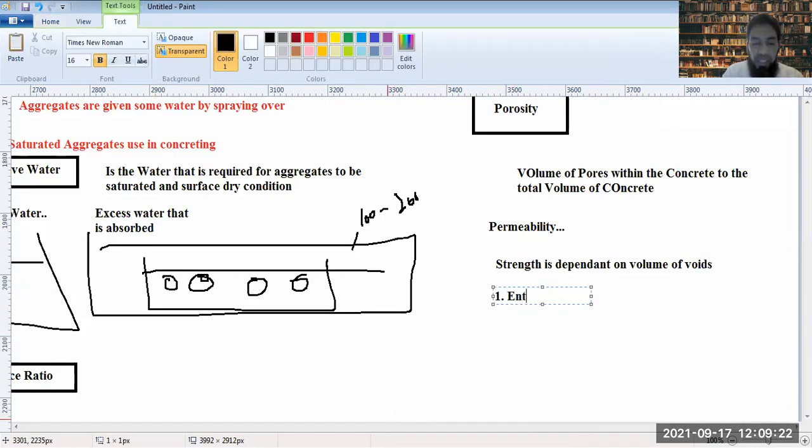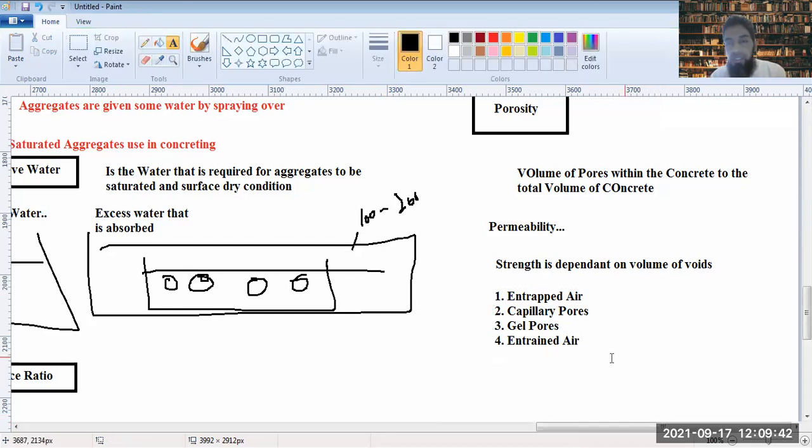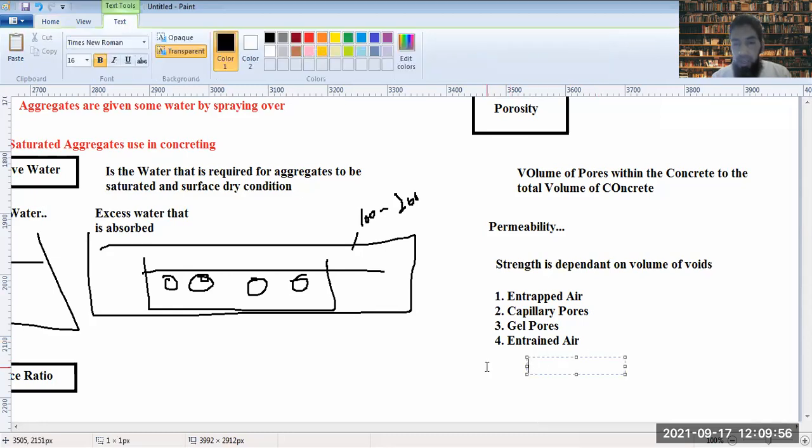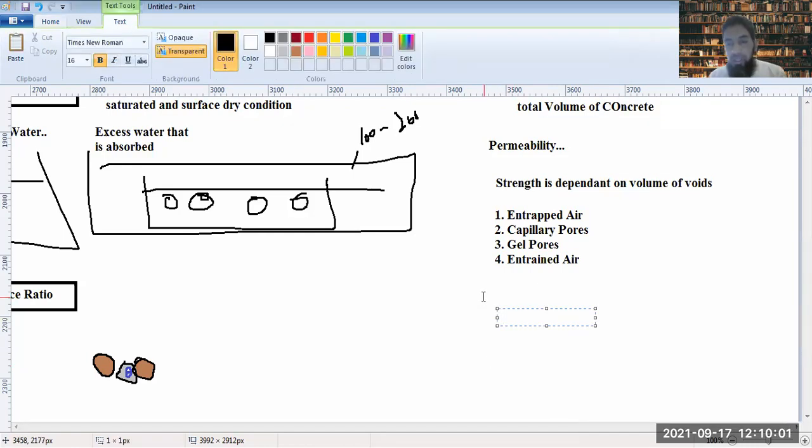There are other things. There is entrapped air within those voids. There are capillary pores which may be filled with water or which may be without water. Gel pores which are filled with water. Entrained air, which is the air remaining within the cement paste between the gels. So these are all together the voids within the concrete. It's not easy to determine all these four, and how do you get them? Then you have to get them analytically. It's not possible to get them completely experimentally.